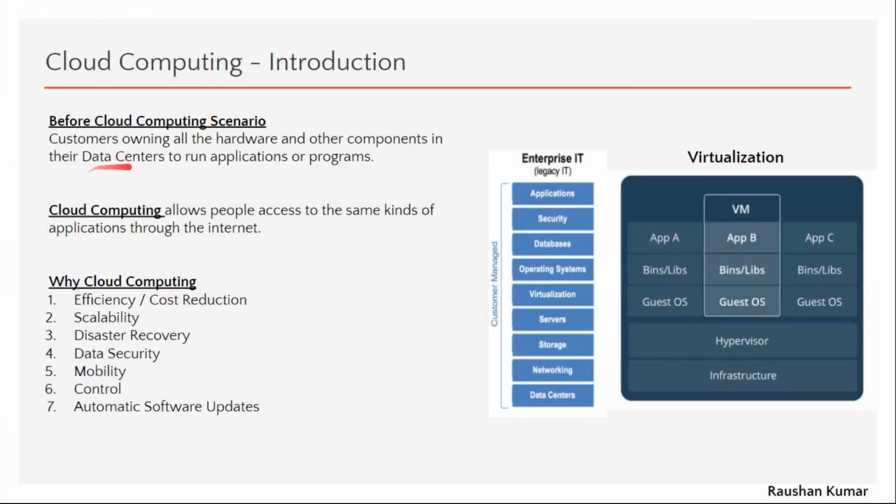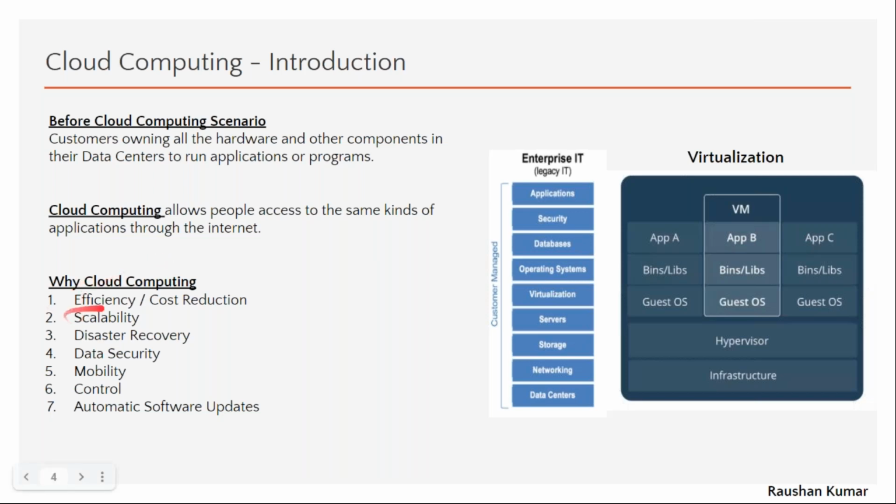So before cloud computing, customers owned all the hardware and other components in their data centers to run applications or programs. That was the case. Cloud computing allows people access to the same kind of application through the internet. I'm going to access each and everything through the internet. That's all I need: an AWS account and the internet, on a laptop. And I can do anything. I don't need to think about creating my data center, my own infrastructure. I can just create anything.